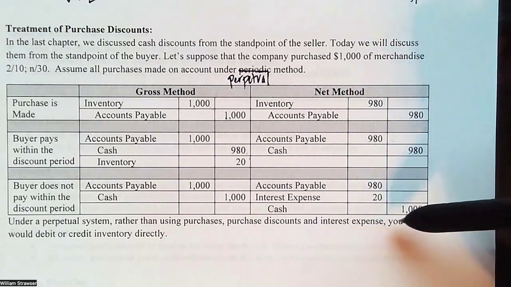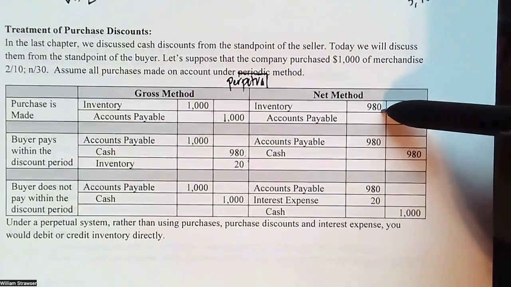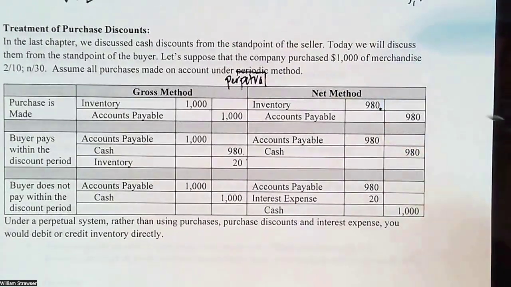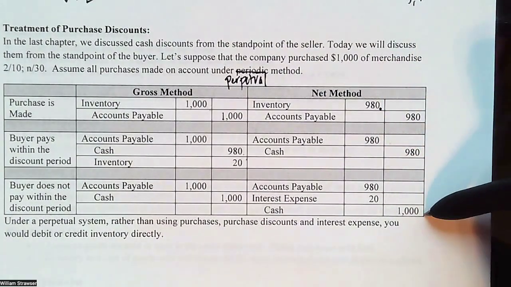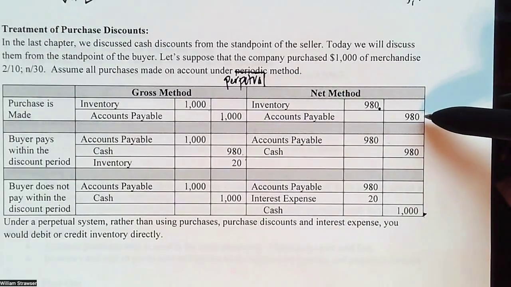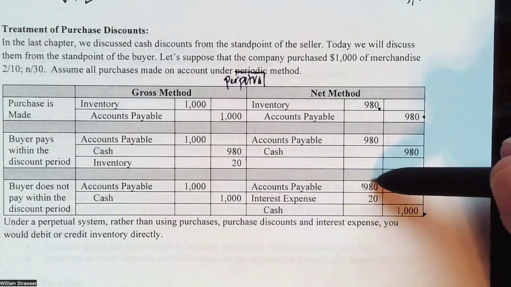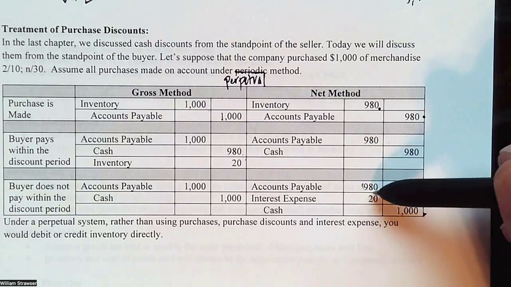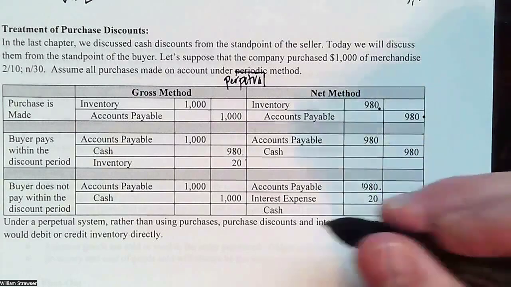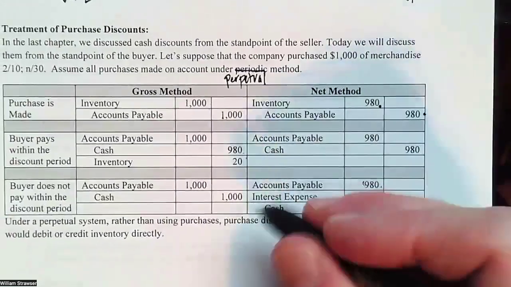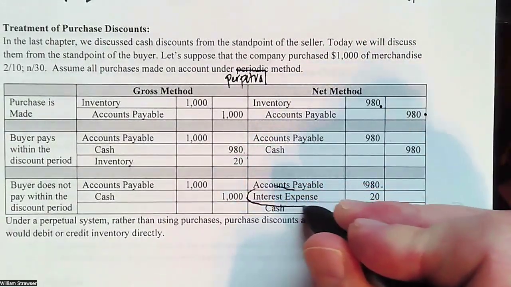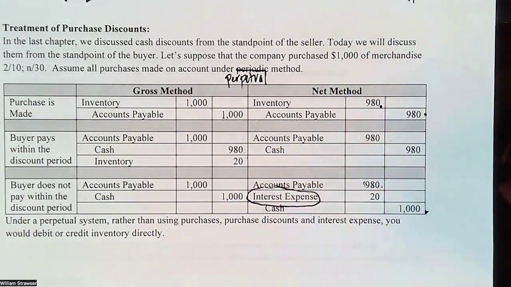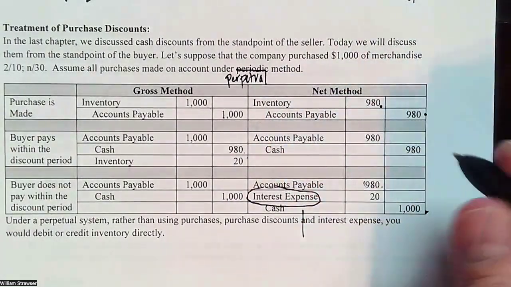If we do not pay in time under the net method, we have an issue because we thought this inventory was going to be 980 because we were going to take a discount, but we actually paid outside the discount, got to pay full price, got to pay $1,000. If we pay $1,000, the problem becomes, well, we only recorded the accounts payable at $980. So we keep that at 980, get rid of it all, but then we give ourselves a little bit of interest expense.